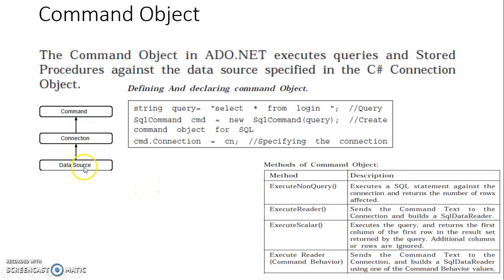So how is it working? Your data source connection would be there, and the command object, where we'll be writing the query, but the connection is necessary to execute your query. So we are using a query through a connection for the data source. So your query, then your command, and we are passing that connection to the command. Various methods for this command object are also there.